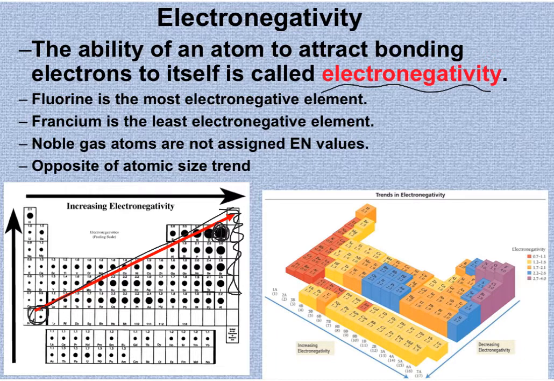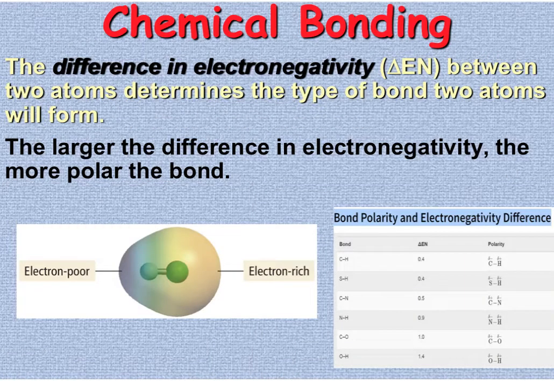And notice that the noble gases have zero electronegativity. If you look at this version, they're just completely left off. And that's because they have a full outer shell. They have no attraction for extra electrons. So it is the difference in electronegativity. That's an important clarification. It's the difference in electronegativity between the two bonding atoms that determines how polar that bond is. The larger the difference in electronegativity, the more polar the bond.